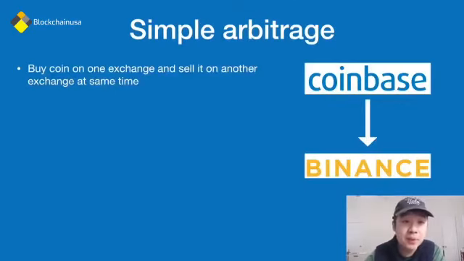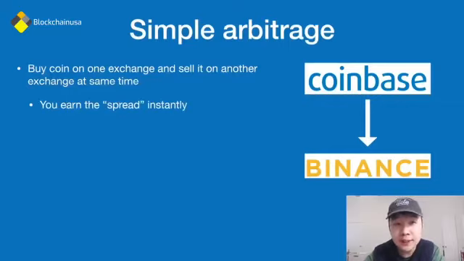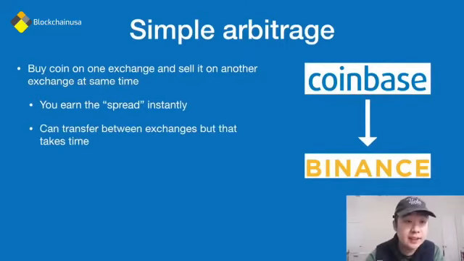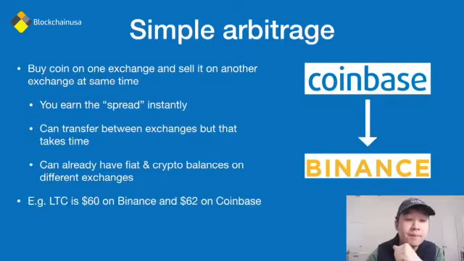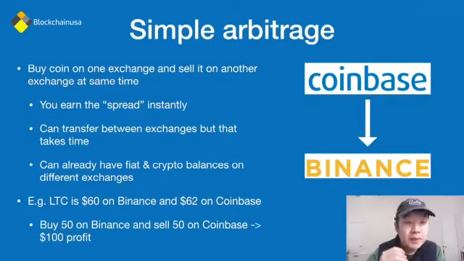Simple arbitrage is quite simple. You buy a coin on one exchange and sell it on another exchange at the same time, or close to the same time. You can earn the spread, which is the difference between the prices, instantly in this case. In some situations, you can transfer the coins between exchanges, but that takes some time. Another technique is to have fiat and crypto balances on both exchanges, so you can effectively buy and sell on one exchange and another one at the same time. Here's an example. Litecoin is $60 on Binance and $62 on Coinbase. You can buy 50 Litecoins on Binance and sell 50 on Coinbase and earn an instant $100 profit.